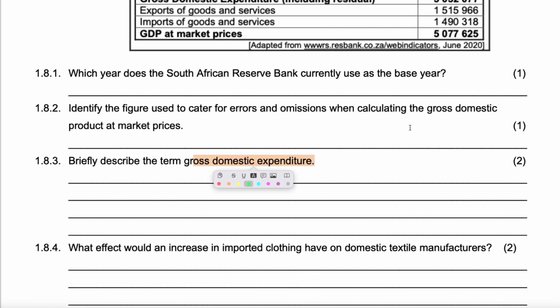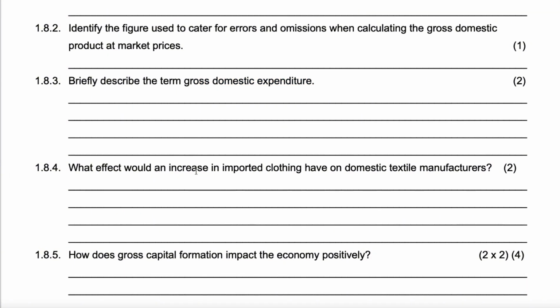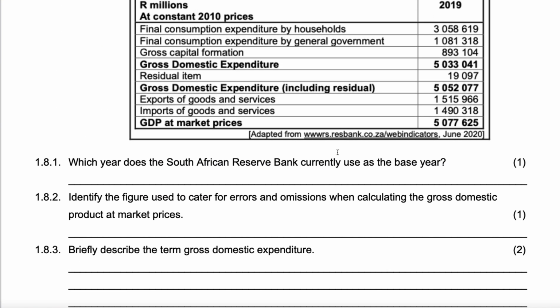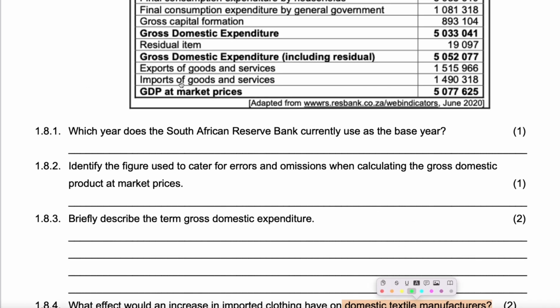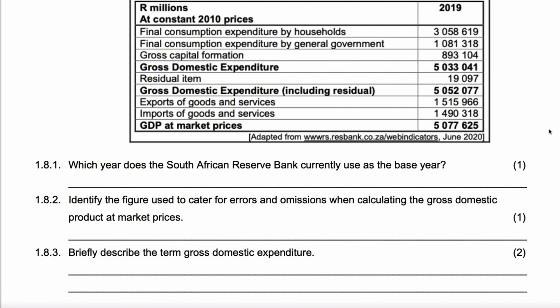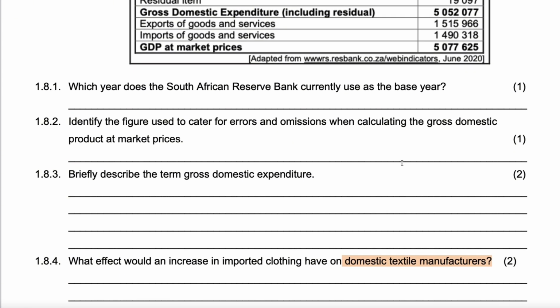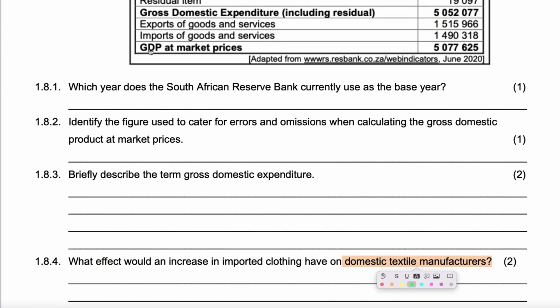The next one: what effect will an increase in imported clothing have on domestic textile manufacturers? This is where we need to be super careful. If imports go up, this figure goes up, and definitely it is going to affect GDP. And someone may be enticed to talk about GDP. But the question is not asking about what happens to GDP. Please be careful.